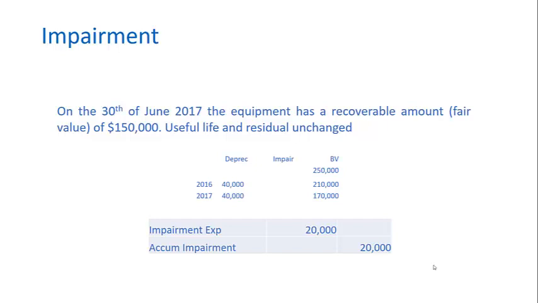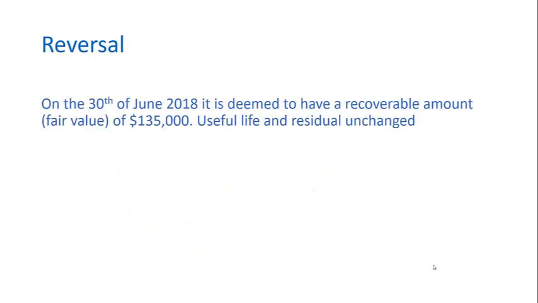That's pretty straightforward. Now, a feature of asset impairments is that they can be reversed if circumstances change. Now, in this particular case, we have a reversal, and a year later, the equipment is deemed to have a recoverable amount of $135,000. Its useful life and residual value unchanged. Now, what we can see here from the first table is that the equipment now has a book value of $116,667, and we can see that that is less than the recoverable amount, so it does set up the potential of having a reversal.